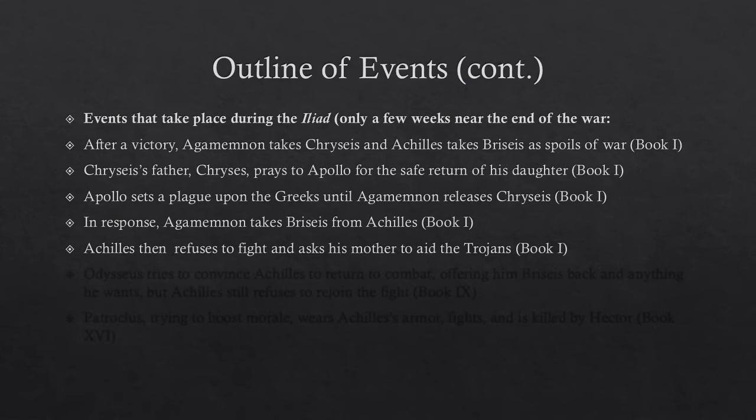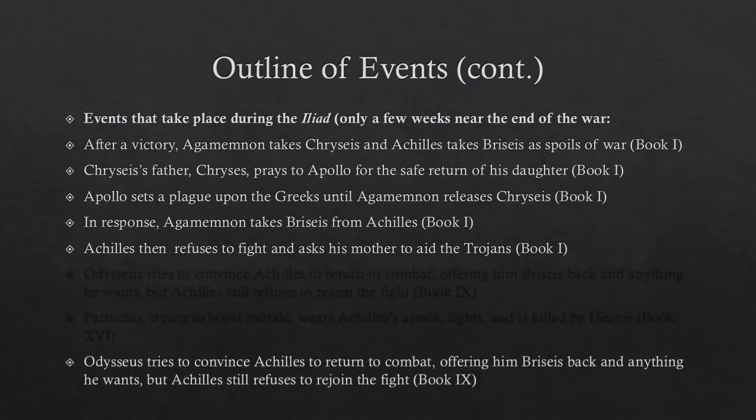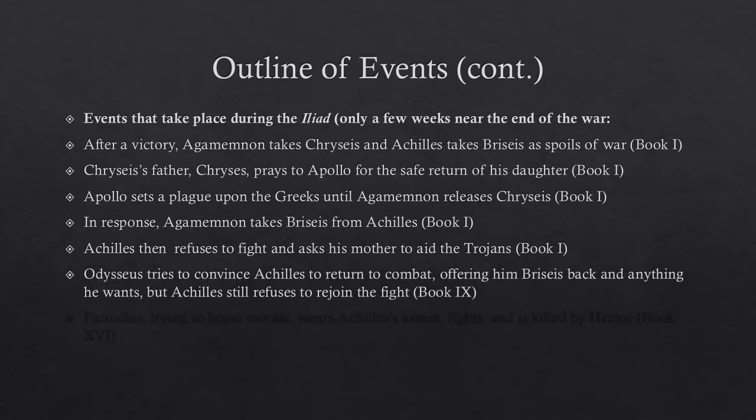And so this is all established in book one, from the very beginning, book one of 24 books. So you know this going into the rest of the poem. And so you see basically how Achilles' wrath unfolds as the story goes on. So some other key things that happen. Odysseus tries to convince Achilles to return to combat.